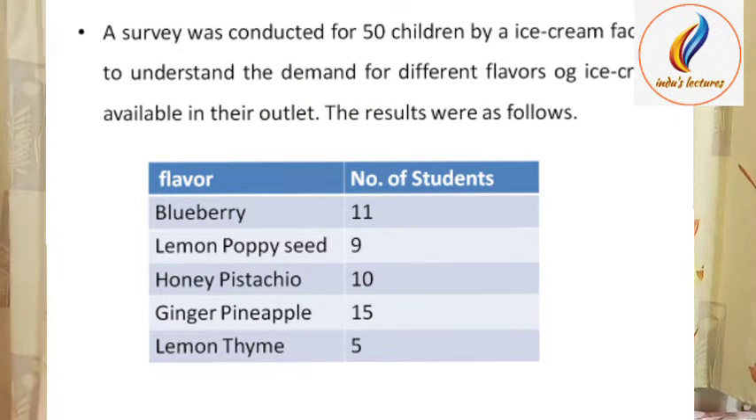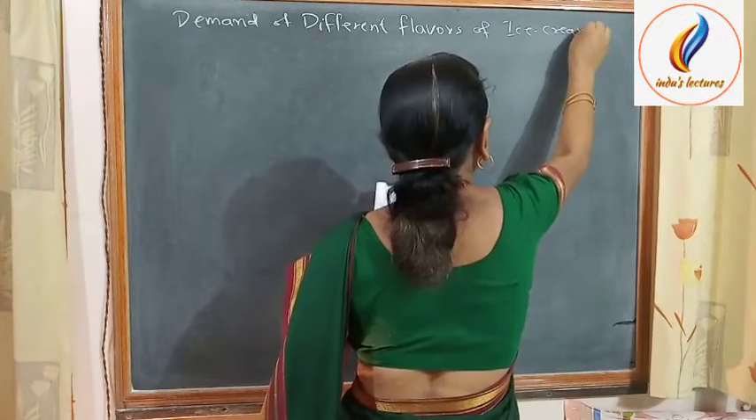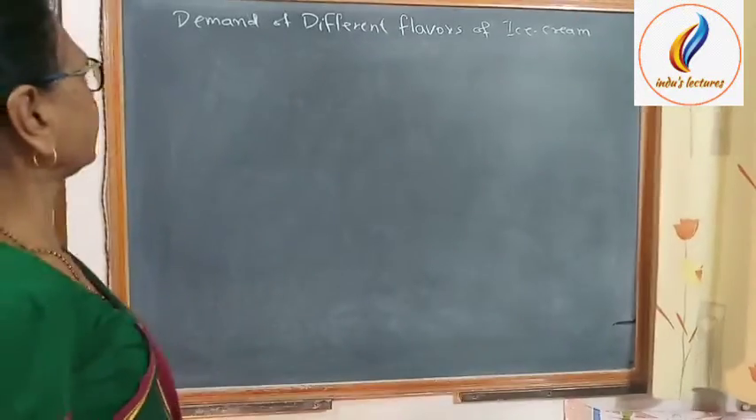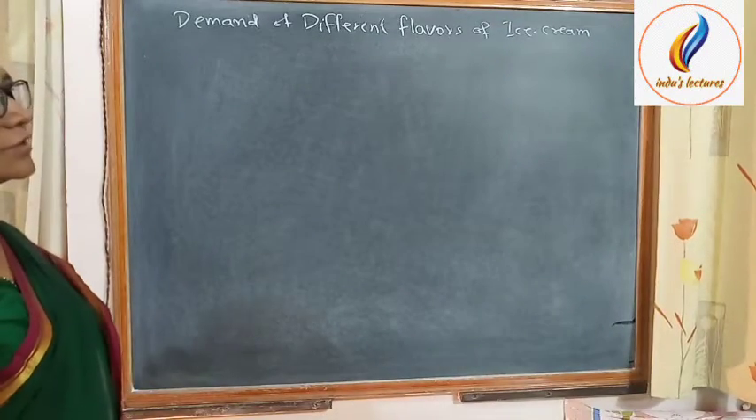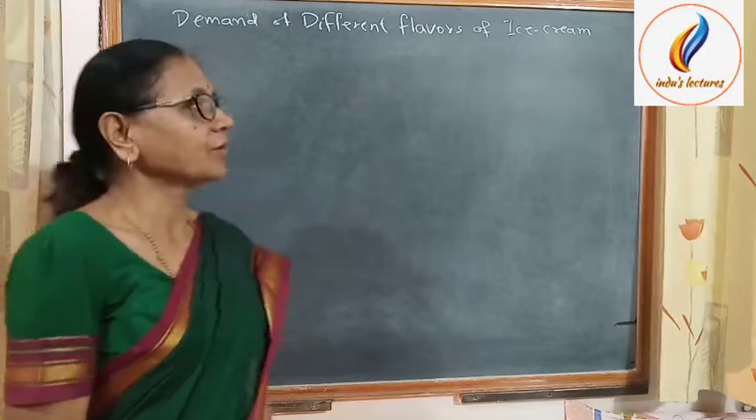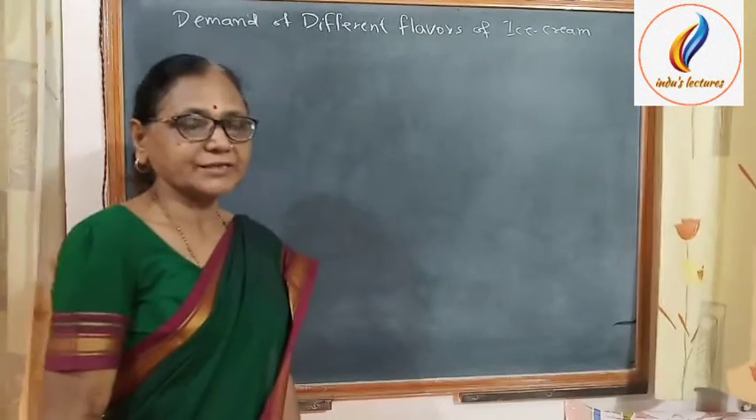A survey was conducted for 50 children by an ice cream company to understand the demand for different flavors of ice cream available in their outlet. The results were as follows. Present the data with the help of a pictograph. Firstly, we will prepare the title. The title is: demand for different flavors of ice cream. You have to draw the pictogram for presenting the given data.